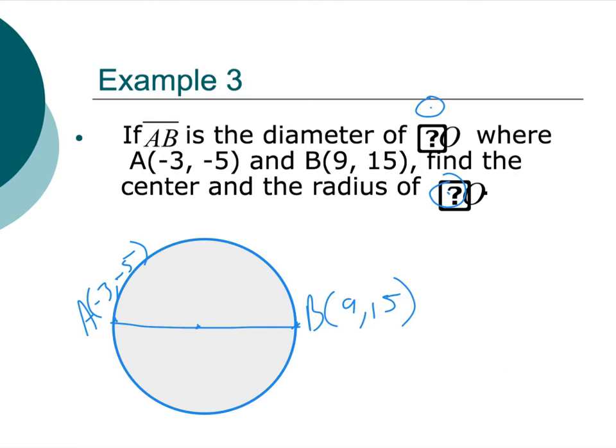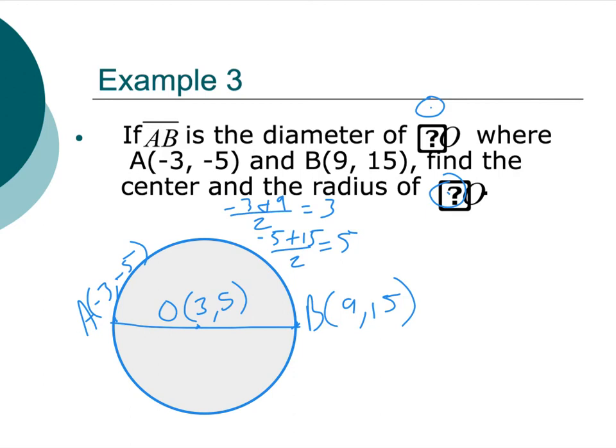Well, how am I going to find the center? It's just the middle, right? So midpoint. Alrighty, so midpoint formula for my center of circle O. Well, negative 3 plus 9 over 2. That's 6 over 2, which equals 3. And then negative 5 and 15. Negative 5 plus 15 over 2. That's 10 over 2. That's 5. Alright. So I just found the midpoint. That's my center. So there we go.